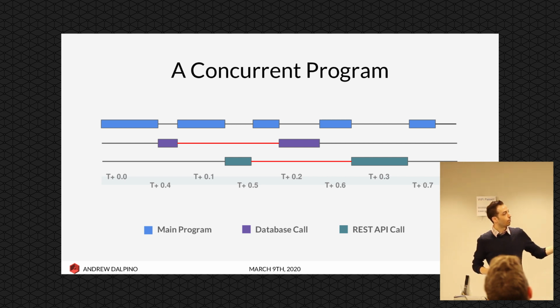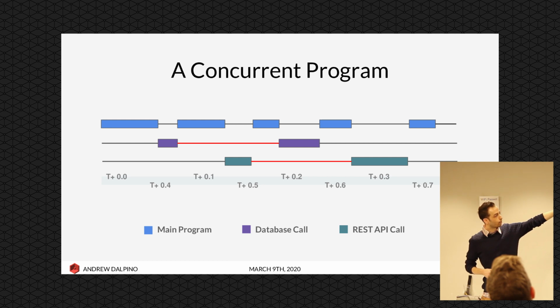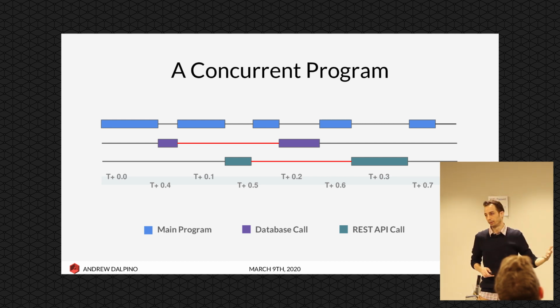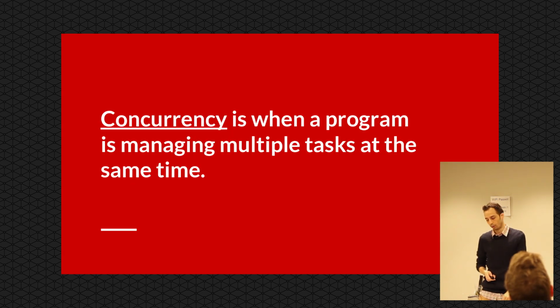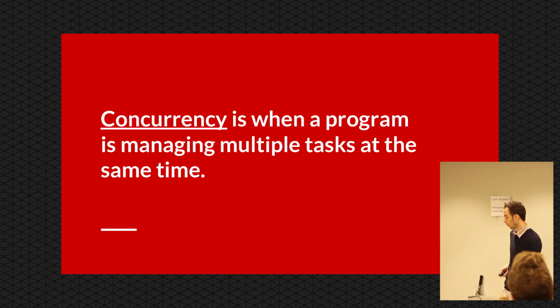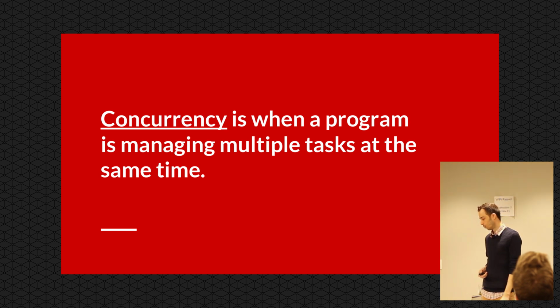And so the difference between serial and concurrent is that while the database call and the API call are doing their thing, the main thread can continue doing other things. We don't need to waste time by waiting. And so concurrency is when a program is managing multiple tasks at the same time. The key word is managing.